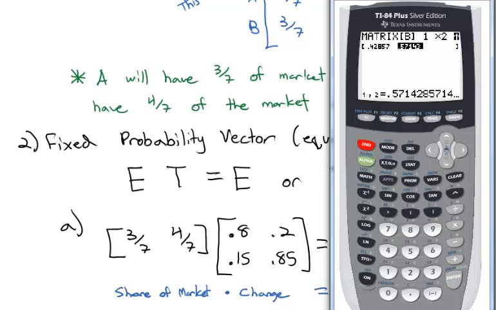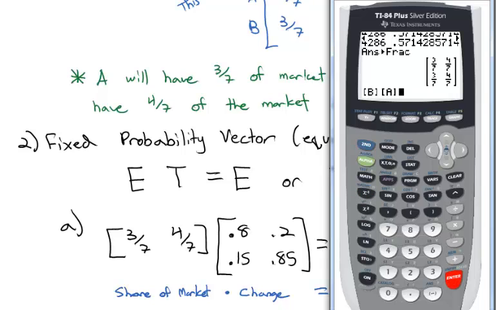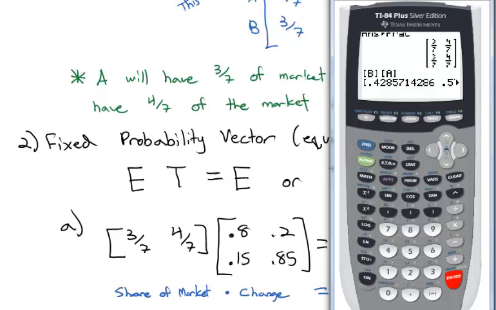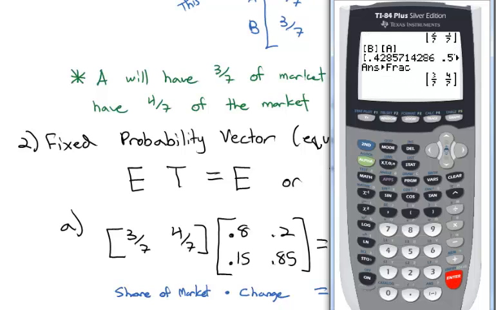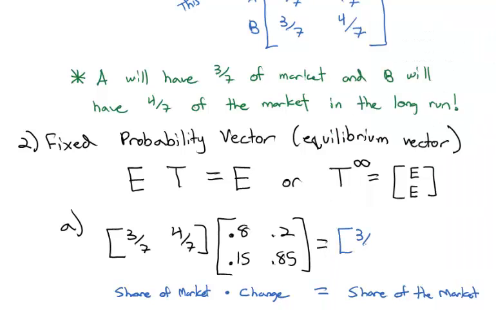When we hit second quit, we take the equilibrium matrix, that's matrix 2, the 1 by 2, and we multiply it by the transition matrix, which we had in matrix 1, written as a fraction. You see we get the same matrix again, 3/7 and 4/7. Once A has 3/7 of the market, it will always have 3/7 of the market. Once B has 4/7 of the market, it will always have 4/7 of the market.